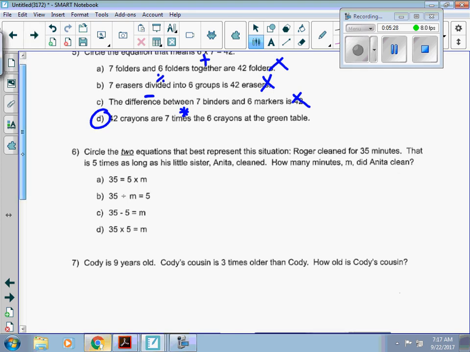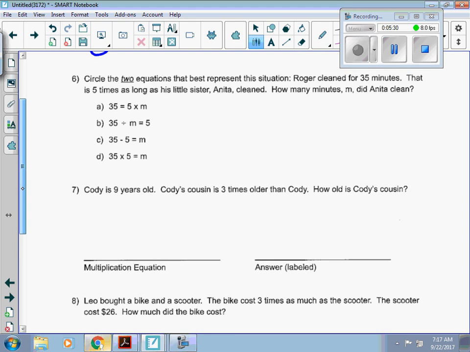Number 6, circle the two equations that best represent the situation. Roger cleaned for 35 minutes. It's 5 times as long as his sister Anita. How many minutes, so we're looking for an M, did Anita clean? So Roger had 35, and I need to get to Anita. Well, 5 times Anita would equal 35, and that is what my equation is asking for.